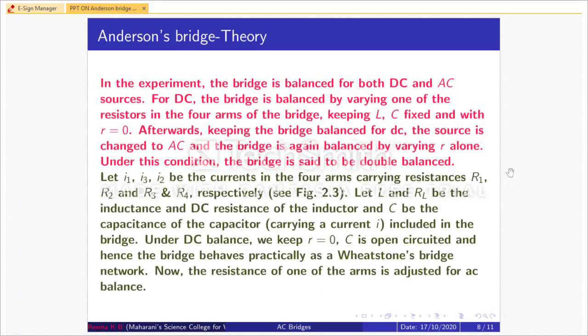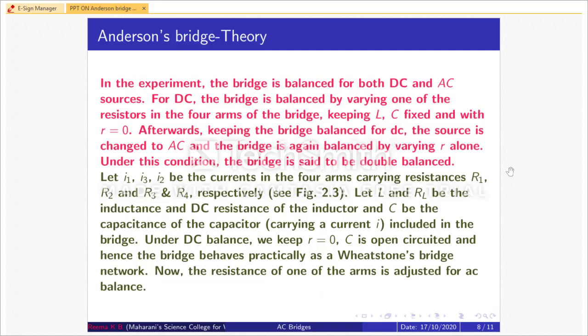Let I1, I3, I2 be the currents in the four arms carrying resistances R1, R2, R3 and R4 respectively, as shown in figure 2.3. Let L and RL be the inductance and DC resistance of the inductor and C be the capacitance of the capacitor carrying a current I included in the bridge. Under DC balance, we keep R equal to 0, C is open circuited and hence the bridge behaves practically as a Wheatstone's bridge network.